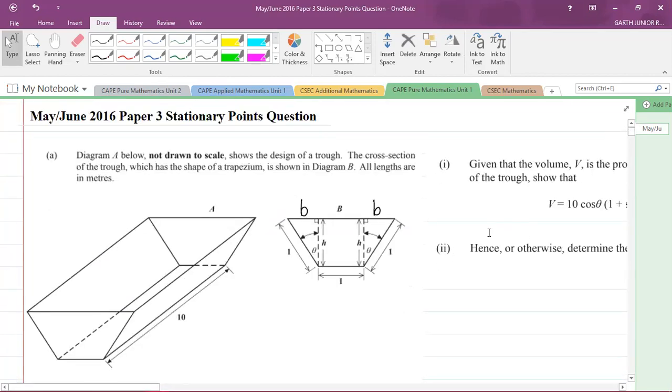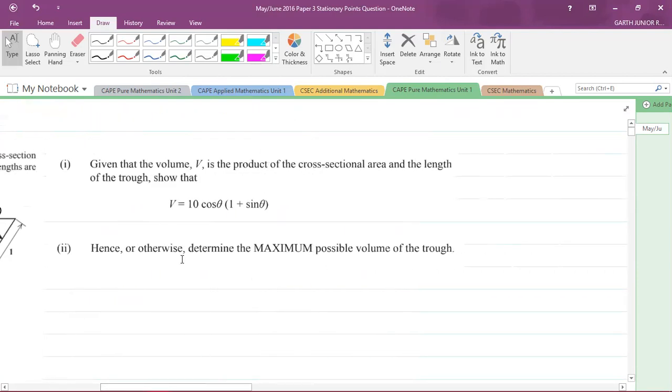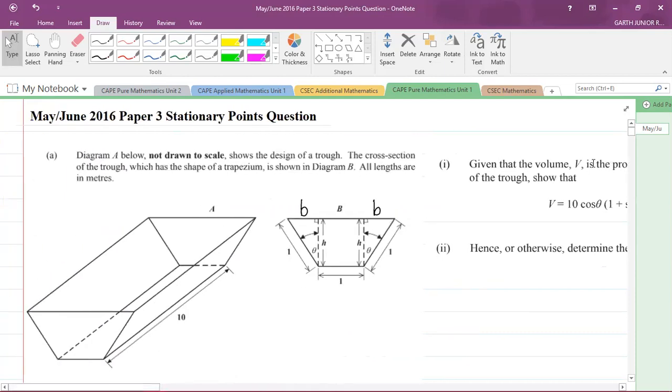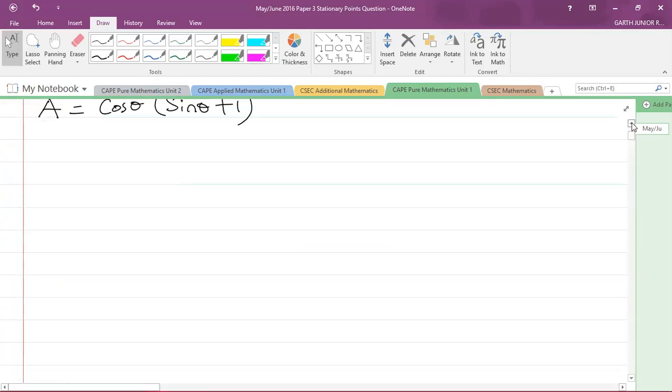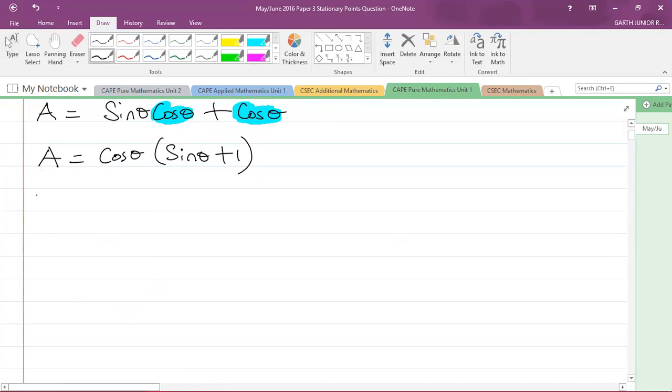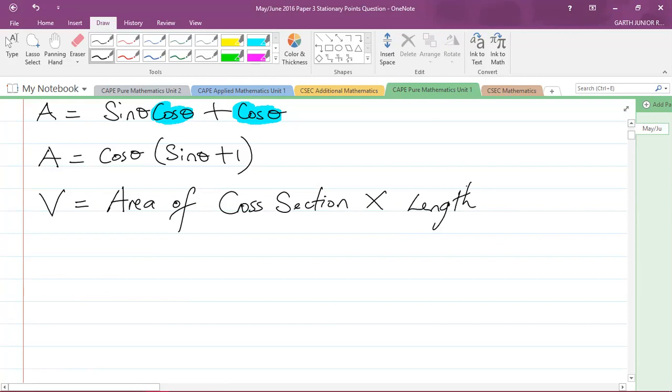And we're going to have the length of the trough, which is 10, because remember, it told us that the volume is the product of the cross-sectional area and the length of the trough. So let me just write that down. They told us that the volume V is equal to the area of the cross section multiplied by the length of the trough. That's what they told us.